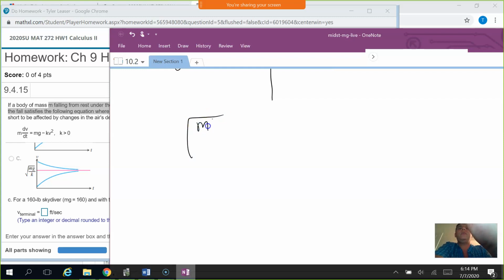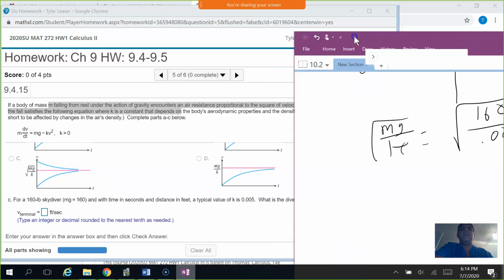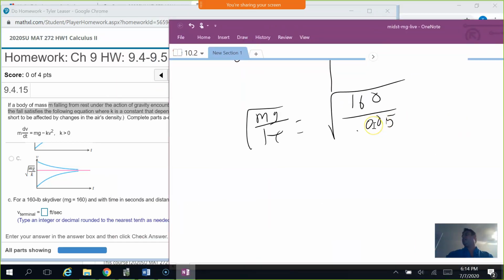Square root of mg over k. So we just plug that in. It's going to be the square root where mg together is 160. K, I think it said, was 0.005. Yeah, so we just take that into a calculator.